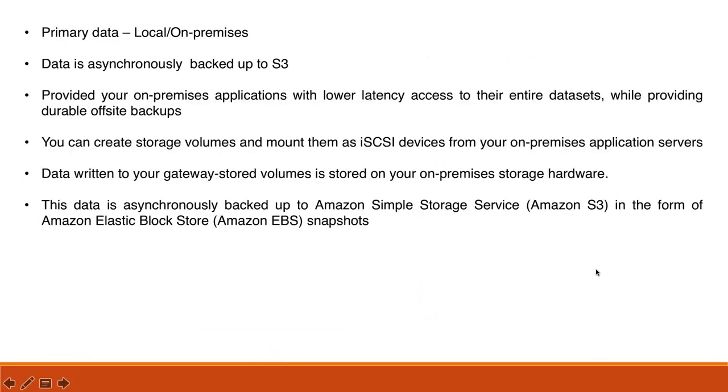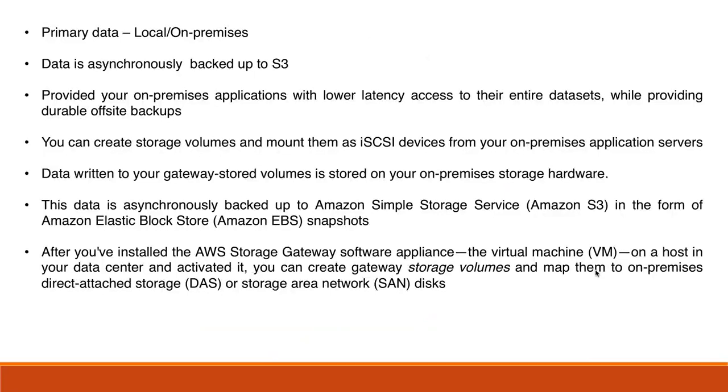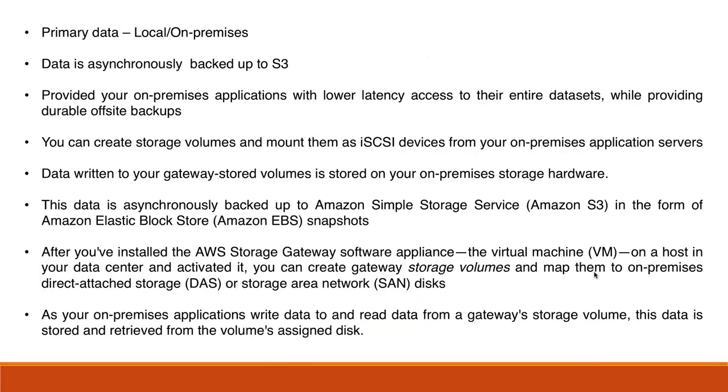The data is asynchronously backed up to your Amazon S3 in the form of EBS snapshots. After you have installed the storage gateway software appliance, that's a virtual machine installed on a host in your data center, and you activated it, you create the gateway storage volumes and map them to the on-premises direct attached storage or storage area network disks. As your on-premises applications write data to and read data from a storage gateway volume, this data is stored and retrieved from the volume's assigned disk.